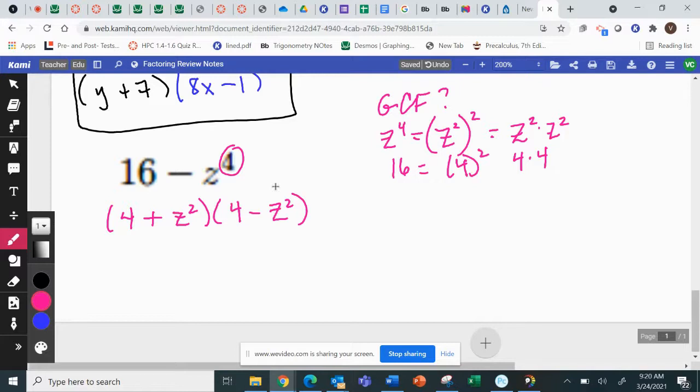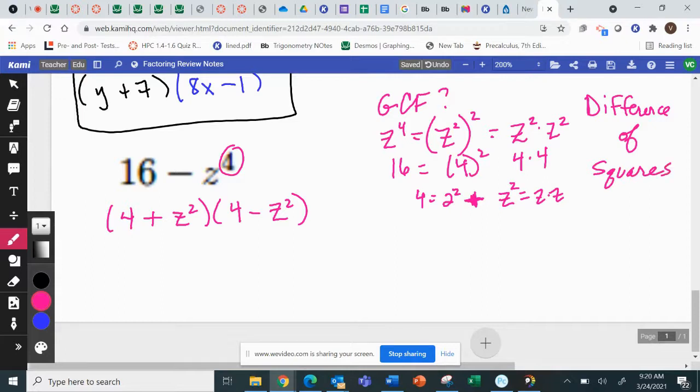And because these are z squareds, I'm going to check to see if they can go further. So I look at 4 plus z squared. 4 is a perfect square. And z squared is a perfect square, z times z. But the plus sign in the middle is a sum. And we do not have a sum of squares. We only have a difference of squares. So I cannot factor this first parenthesis any further.